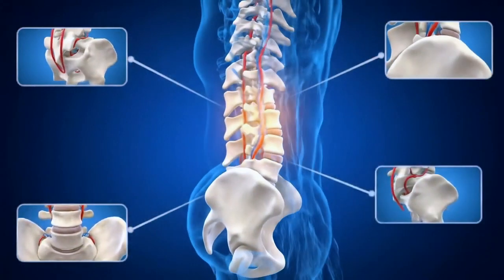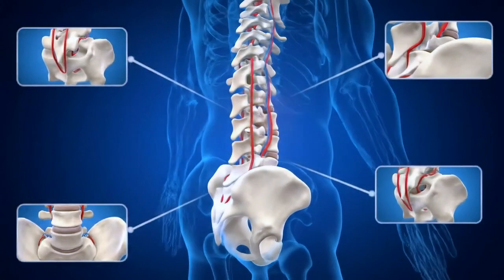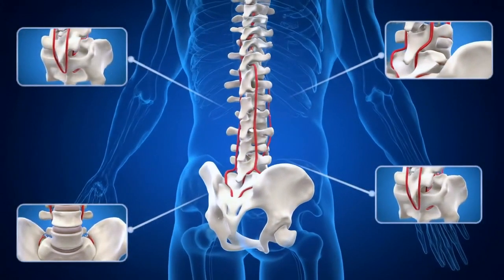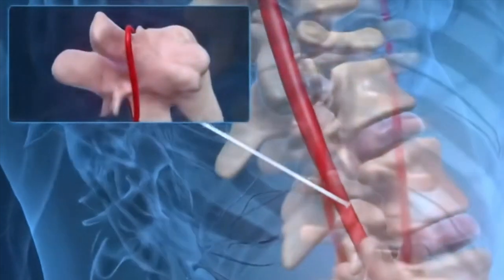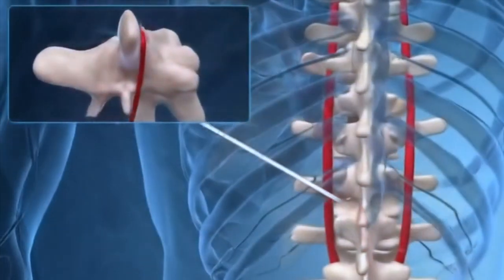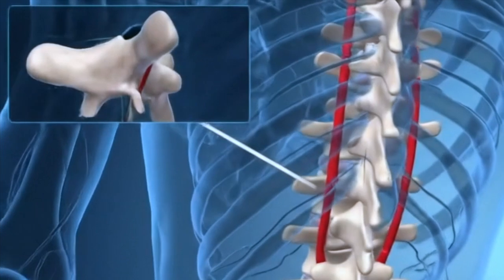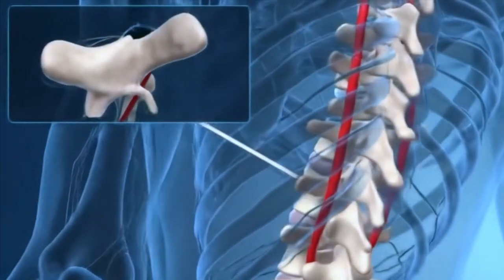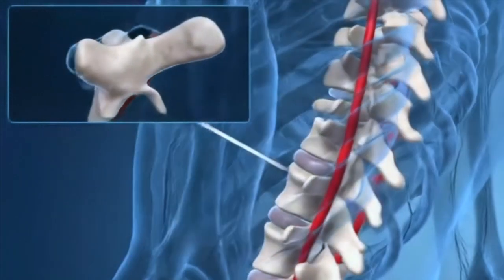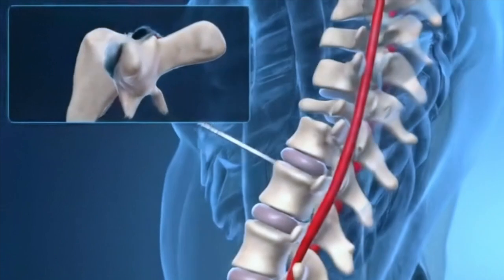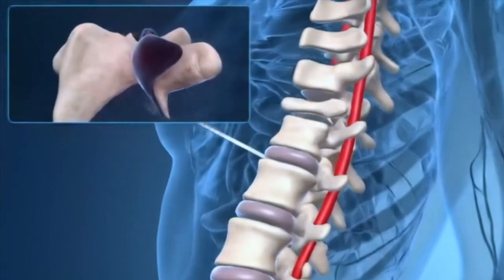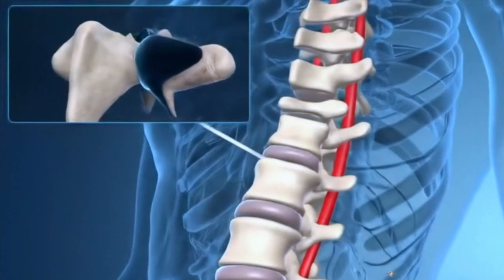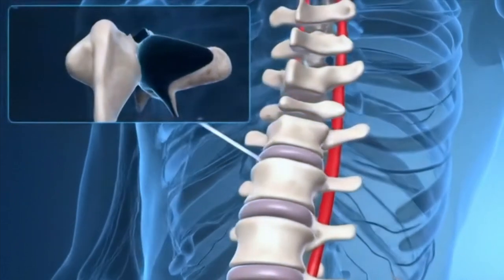CT scan. A CT scan can provide detailed images of the bones and can show the shape and size of the spinal canal and any bone spurs. A CT myelogram, which involves injecting a contrast dye, can make the nerves show up more clearly. X-rays. While X-rays can't show stenosis directly, they can reveal bone spurs, disc space narrowing, and alignment issues that may be contributing to the condition.